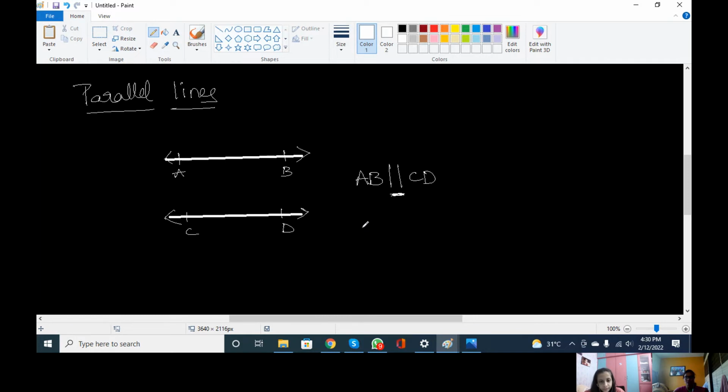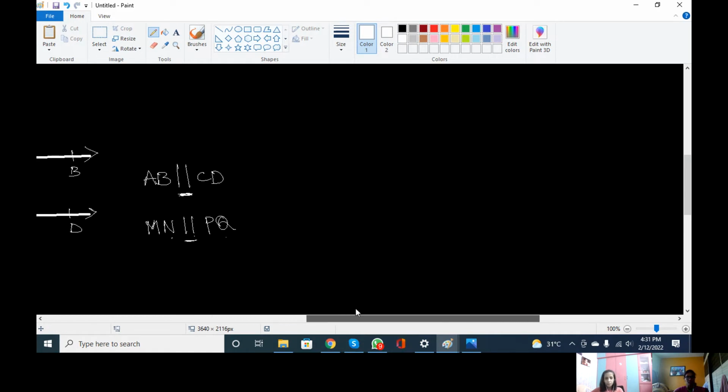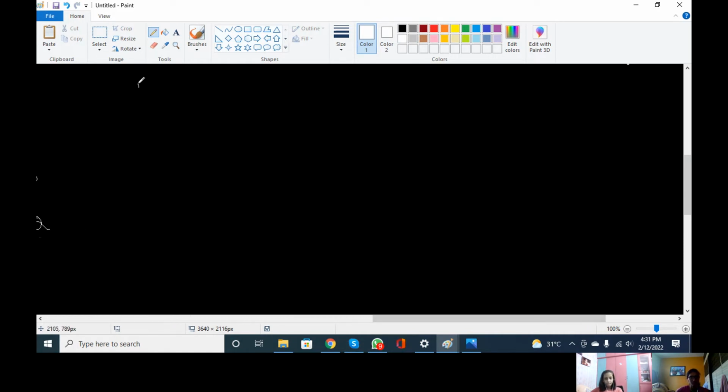Could you read this one? Yes, ma'am. How we will read? MN PQ. What is this symbol I said? There are parallel lines. MN is parallel to PQ. So this is the representation of a parallel line symbol. Okay. Next, perpendicular lines.